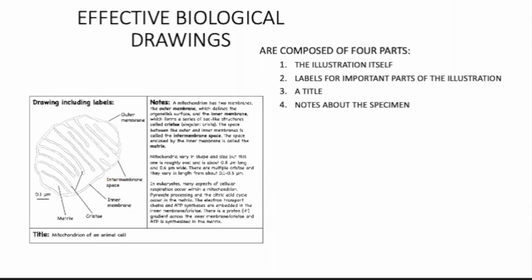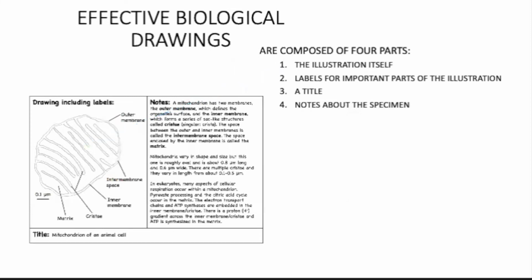So an effective biological drawing is going to be composed of 4 parts. The illustration itself, so we can see here the drawing. Let me click my little pointer here. So showing you the drawing itself. Not too much detail, but still enough detail where it needs to be. And you'll get better at this as we continue to draw this semester. Your instructor should give you good feedback on how to improve your drawings.